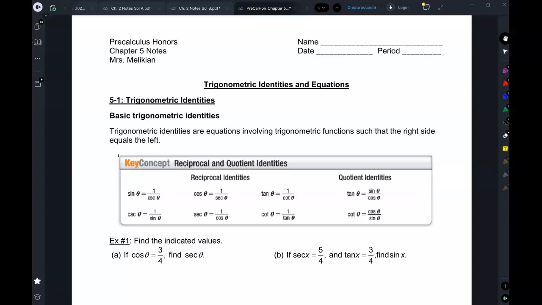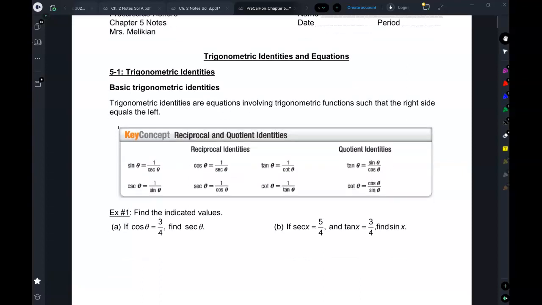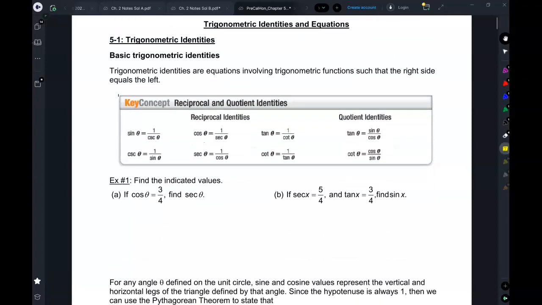Okay, so this entire chapter is about trigonometric identities. That pair of words is very common and very well known in math. Trig identities, for short. A trig identity is basically an equation that involves trig functions, right?